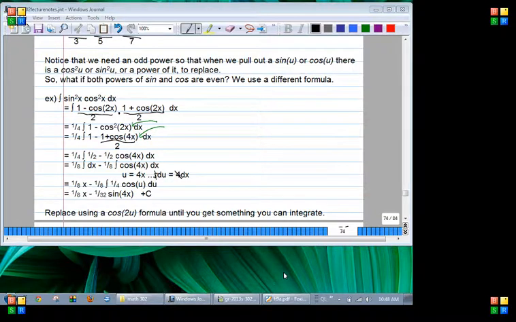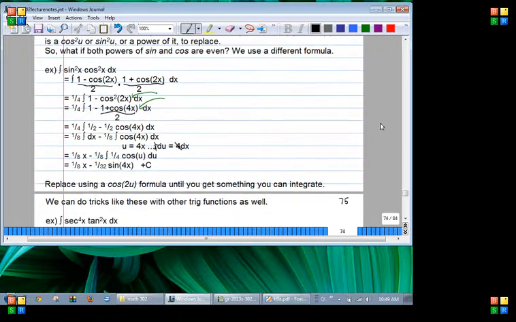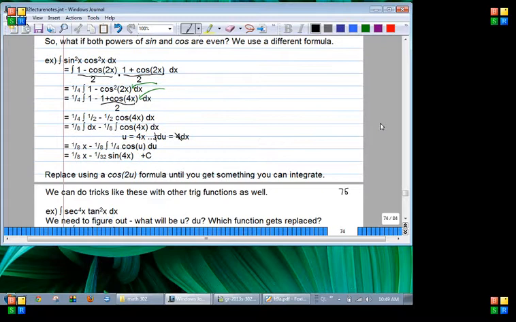What about other trig functions? Turns out we can do tricks like these with other trig functions as well. Integral of secant to the 4th x tan squared x. What do you do? So once again, we need to figure out what will be the u, what will be the du, what function gets replaced.